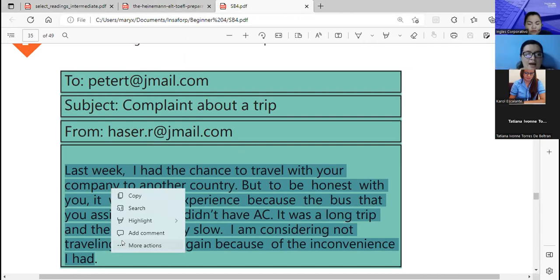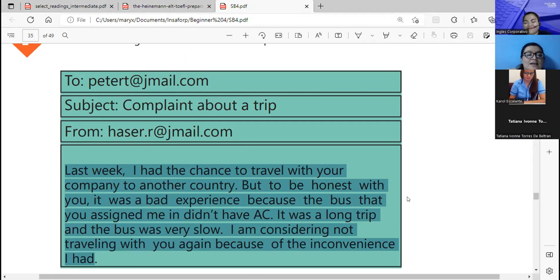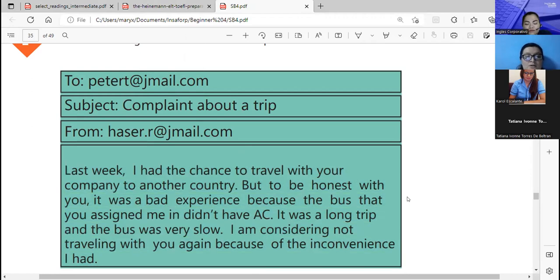Okay, last week I had the chance to travel with your company to another country. But to be honest with you, it was a bad experience because the bus that you assigned me didn't have AC. It was a long trip and the bus was very slow. I am considering not traveling with you again because of the inconvenience I had.